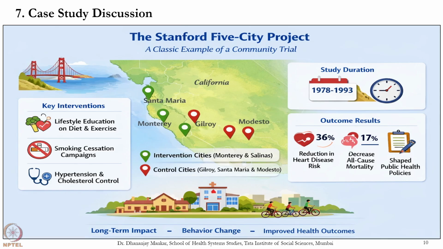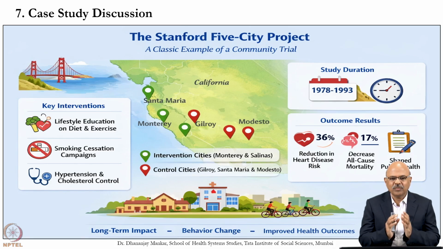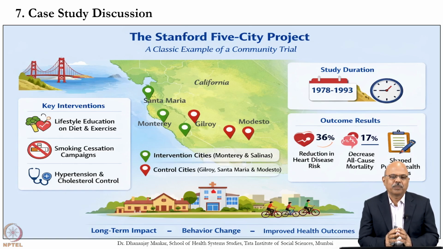This is one very important case which we are taking for discussion, the popular, classic example of a community trial. This is the case of five cities, the Stanford Five City Project. This project was carried out in California cities: Santa Maria, Monterey, Salinas and Modesto. There were three control cities, Salinas, Santa Maria and Modesto, and the intervention cities were Monterey and Salinas. So what were the key interventions that were pointed out?